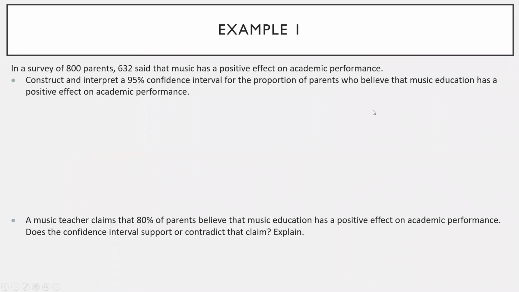We're going to do this by hand just so you can see how it works, and then I'll jump to the calculator. So here's the first problem. In a survey of 800 parents, 632 said that music had a positive effect on academic performance. I think what this survey means by music is music education, like playing an instrument.